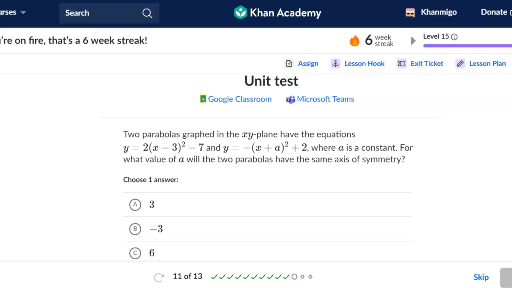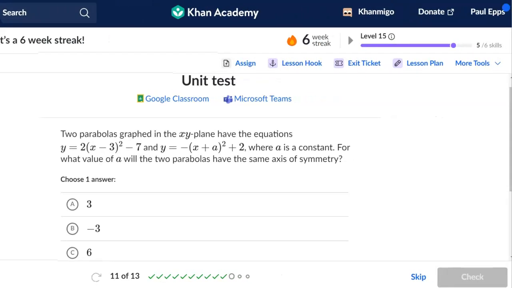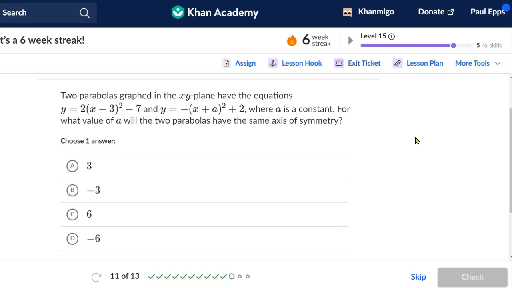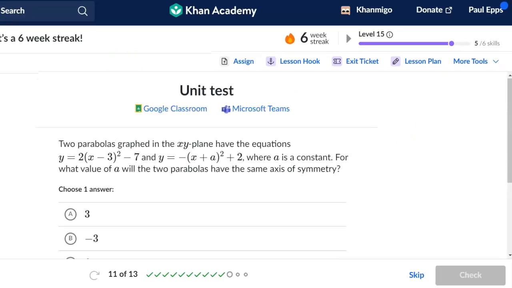Okay. Let me scoot that back over. Two parabolas graphed in the xy plane have the equations y equals 2 times x minus 3 squared minus 7 and y equals negative x plus a squared plus 2, where a is a constant. For what value of a will the two parabolas have the same axis of symmetry?